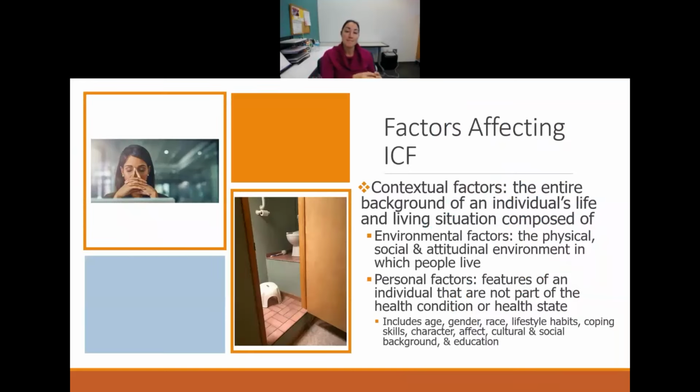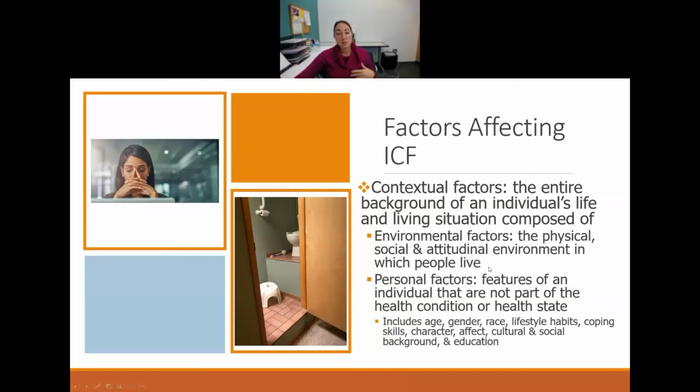Factors that affect the ICF. So contextual factors, that's the entire background of an individual's life. It's their living situation. It's composed of their environmental and personal factors. So environmental factors: the physical, social, and attitudinal environment in which people live.